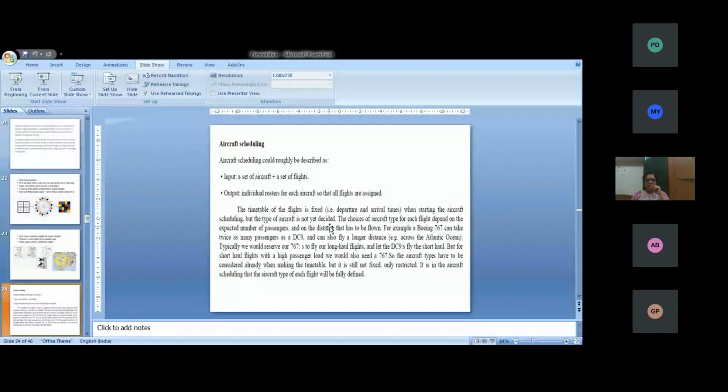So according to the passengers, they see which aircraft can be used for which flight. For example, a Boeing 767 can take twice as many passengers as a DC-9 and can also fly longer distances. Boeing can fly longer distances, whereas the DC-9 cannot fly that much. So according to that they will schedule and allocate the passengers. So for aircraft scheduling also we are using graph coloring.